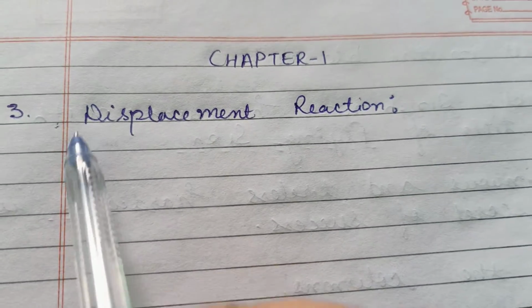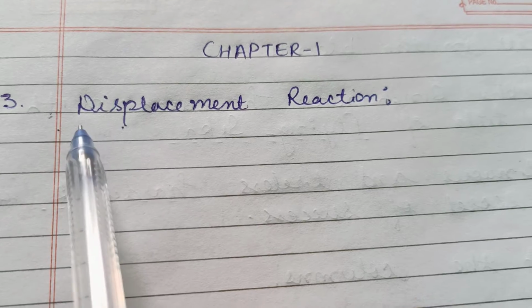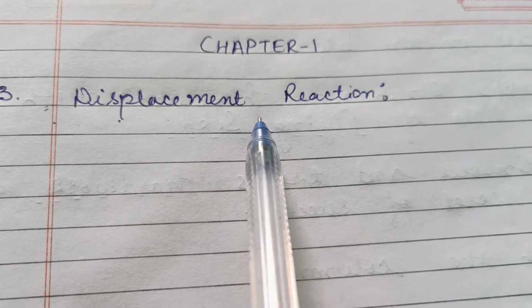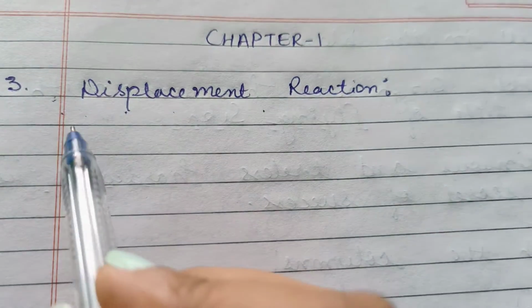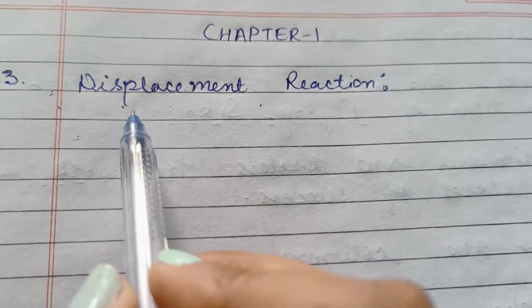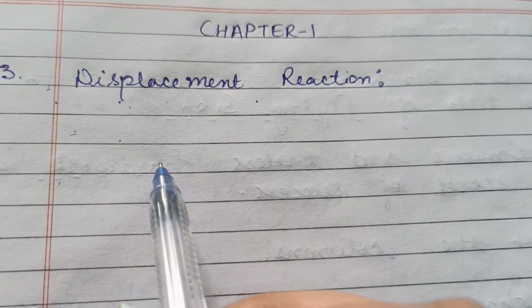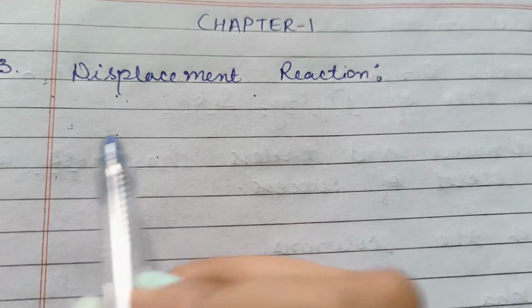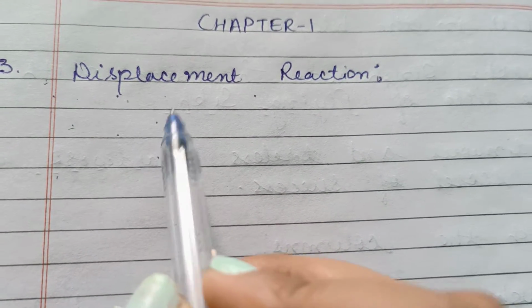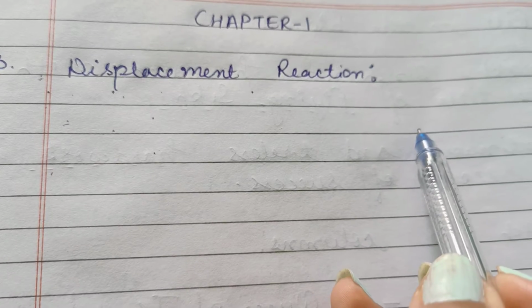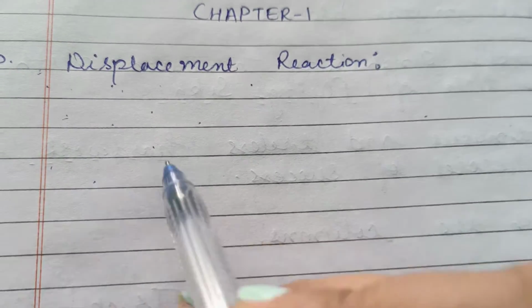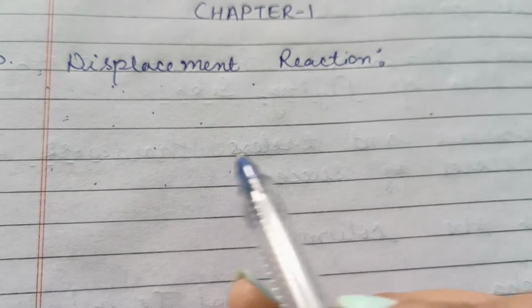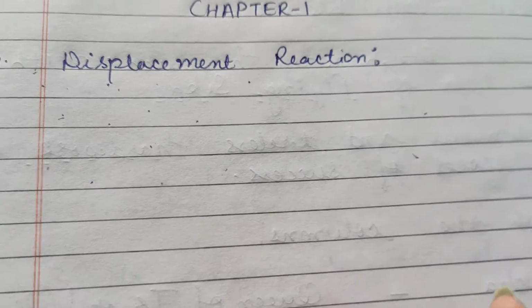So today in this video we will cover the other three types of chemical reactions. In the previous video I told you about the two types of reaction. First one is combination and other is decomposition reaction. Combination is when two or more reactants combine to form one product, whereas decomposition reaction is when one reactant decomposes to form two or more products.